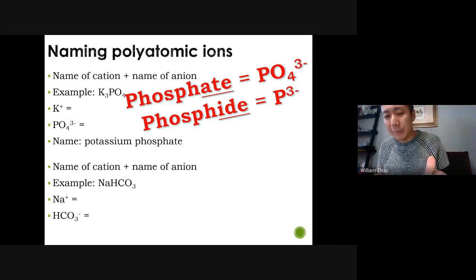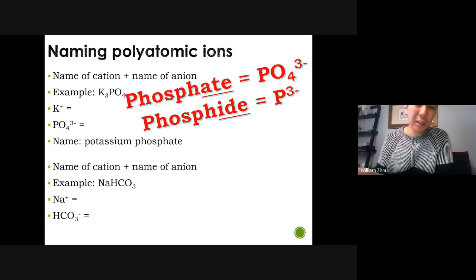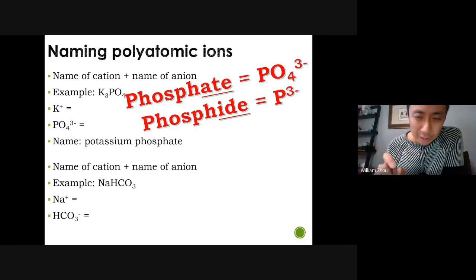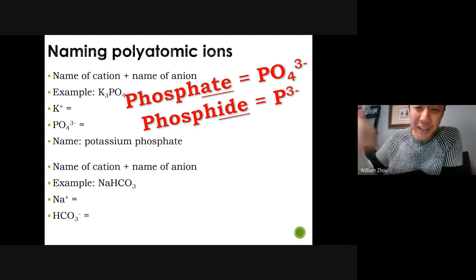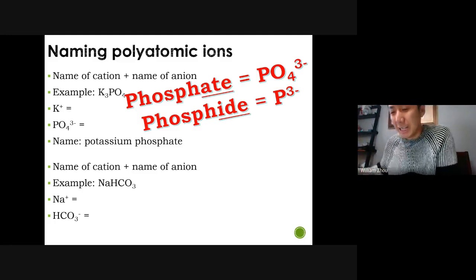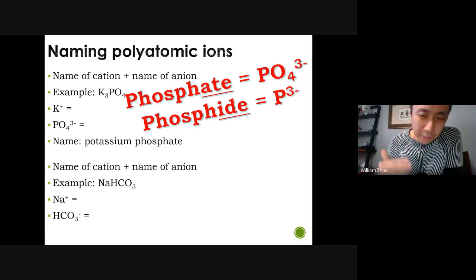I apologize. Potassium phosphate is the name, but a big mistake that I often see is that students confuse phosphate with phosphide. Okay, the spelling is different. It's similar, but the last three letters are different. Phosphate is PO4, 3-, that's a polyatomic ion. Phosphide, that's just phosphorus. You change the ending to IDE. Okay, please make sure you recognize the difference between them. It's a subtle difference, but it's a key difference. Okay, let's move on to the next one.